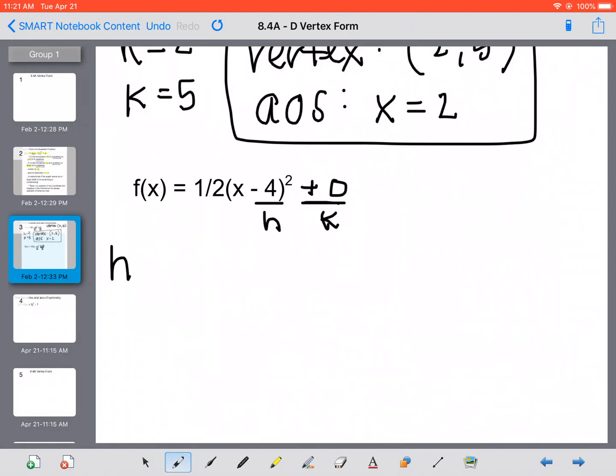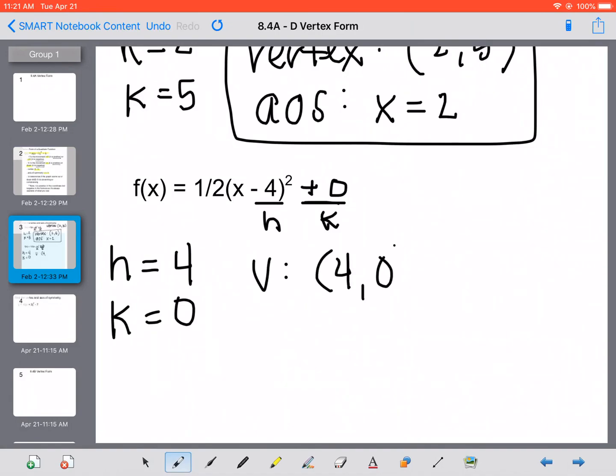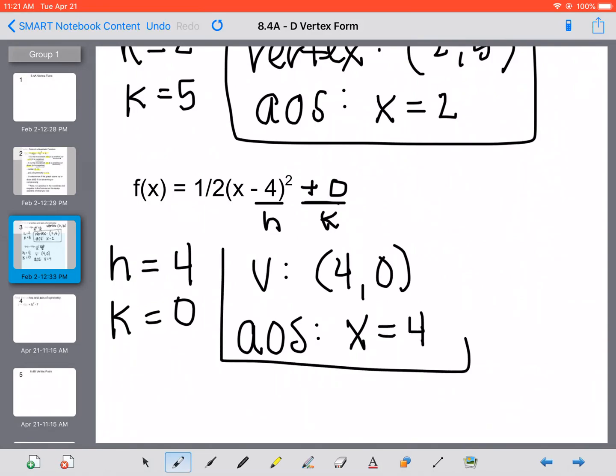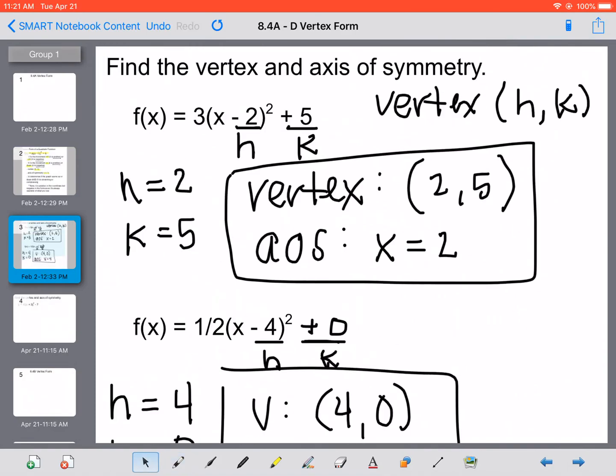So again, our H is opposite of what we see. We see a -4, which means H is 4. And then our K is 0. So that means my vertex, I'm just going to put a V, is the ordered pair 4, 0. And my axis of symmetry is the equation x equals 4. And there would be our vertex and our axis of symmetry for that problem. Okay, let's try another one.